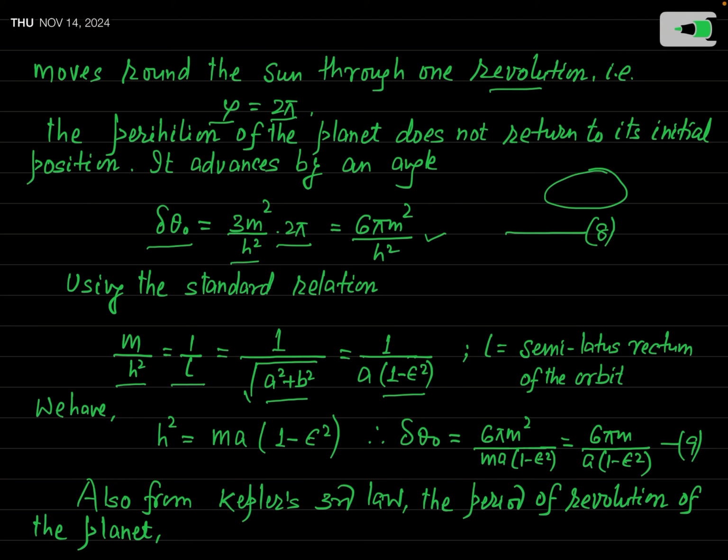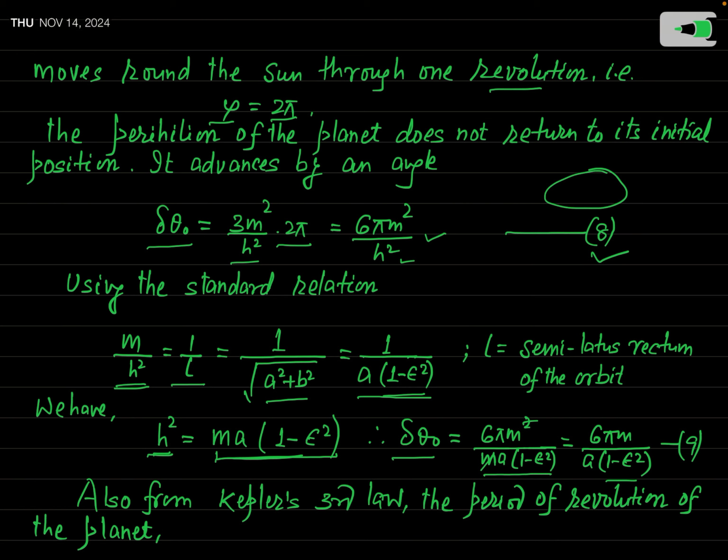Okay, so from here you can see that m over h square is equal to 1 over a times 1 minus epsilon square. So h square will be equal to m a times 1 minus epsilon square. And therefore, when you substitute this value of h square in this equation 8, you will get the advance in perihelion delta theta naught after one revolution of the planet. So delta theta naught will be equal to 6 pi m square over h square. But h square is this much. So after substituting the value of h square, your result is this. And here, one of the m will cancel out, and so this is 6 pi m over a times 1 minus epsilon square.